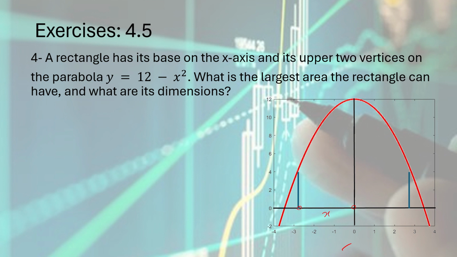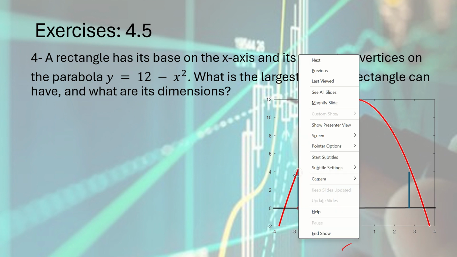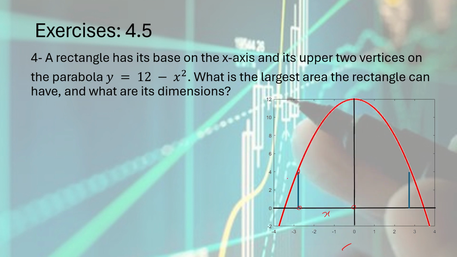So this point will be what? That point lies on the curve y is equal to 12 minus x square. So this point will be obviously 12 minus x square. So the height of this will be what? 12 minus x square. The same thing is here. If this is x from here to here, so we also have x from here to here, and this length will also be 12 minus x square.